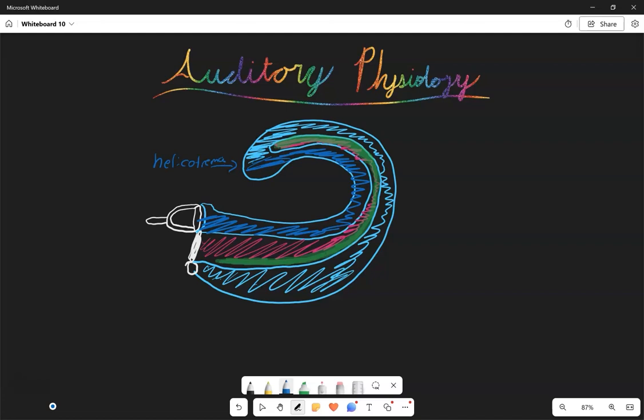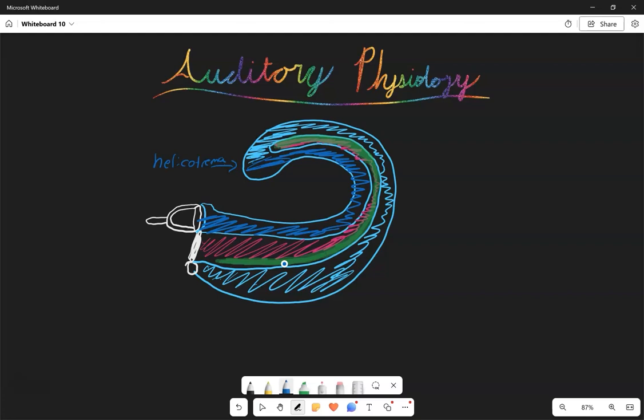See how these two are connected with one another. And then inside of the scala media, you had that organ of Corti, right? So inside of the scala vestibuli and the scala tympani, there is a fluid known as perilymph, right? And then inside of here, there is a fluid known as endolymph, right?